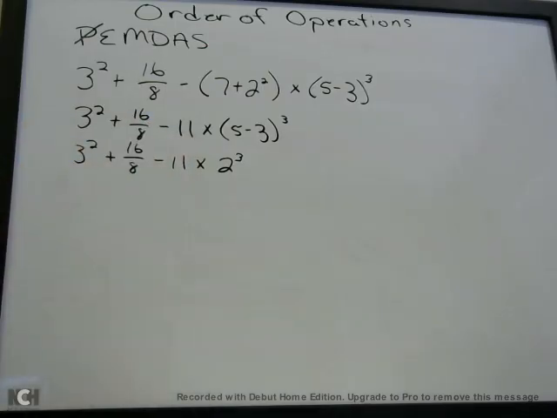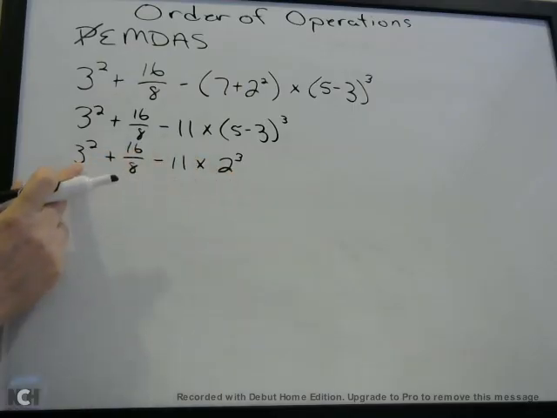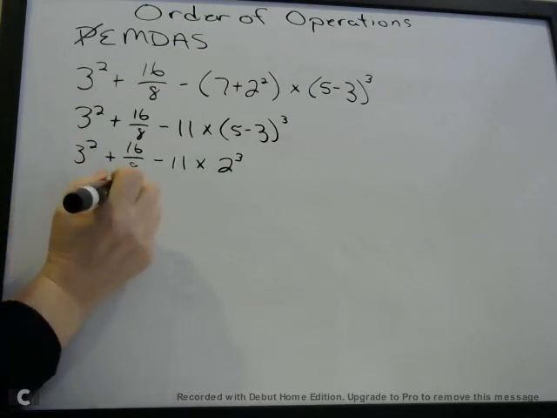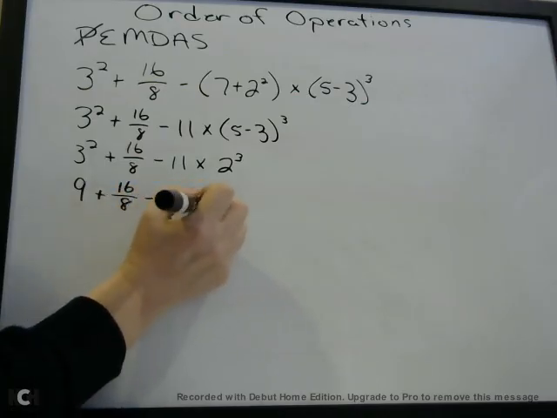Now we move to the next item, the E, exponents. Well, we have two exponents. We have 3 squared and we have 2 cubed. So again, we just start at the left. So 3 squared, 3 times 3 is 9. So I'm going to evaluate that. So 3 times 3 is 9. So I write down 9 plus 16 divided by 8 minus 11 times 2 cubed.